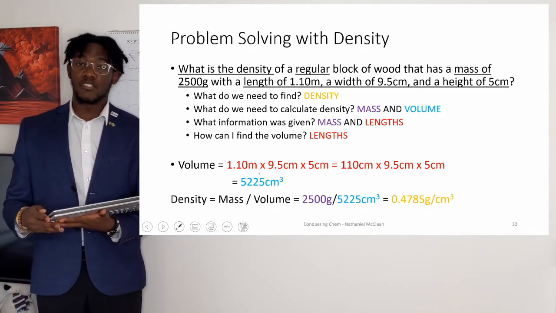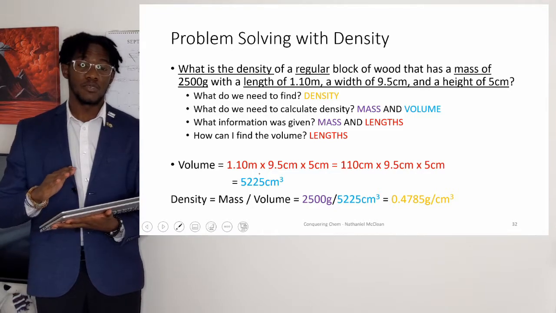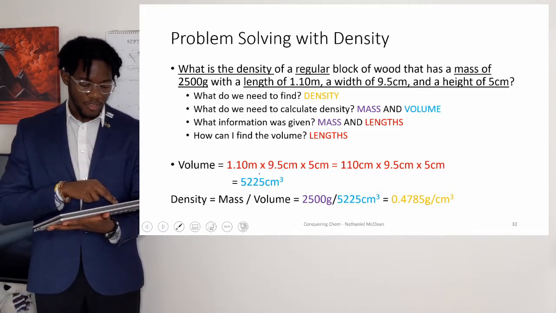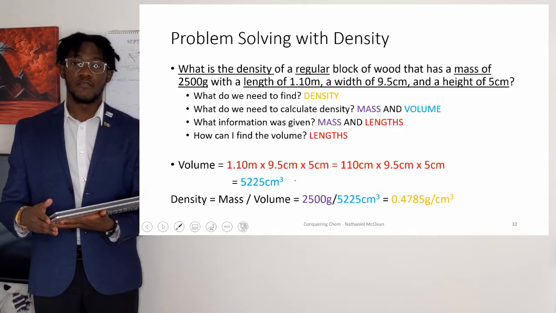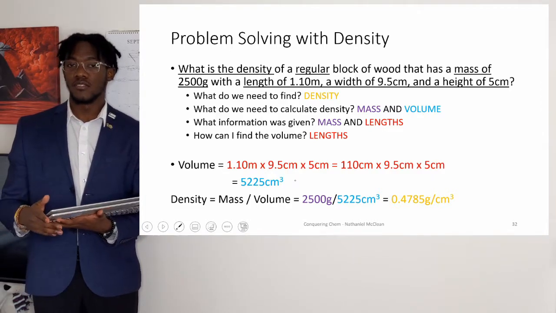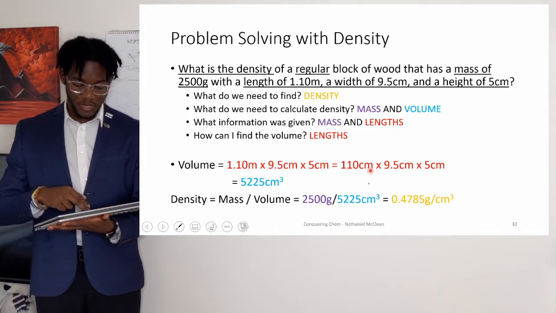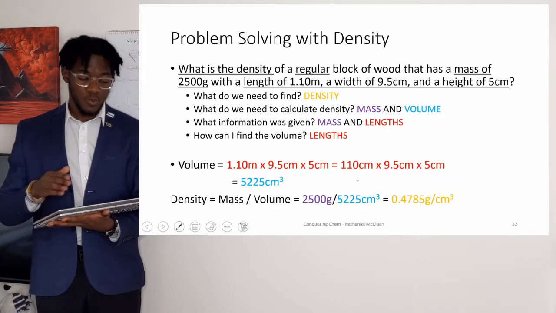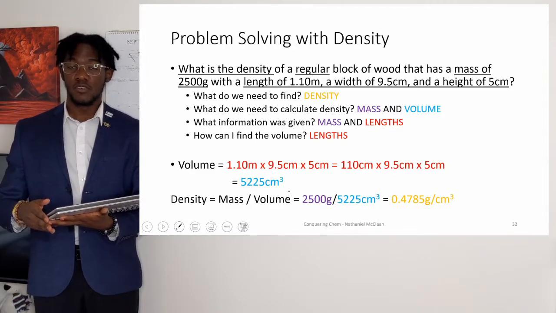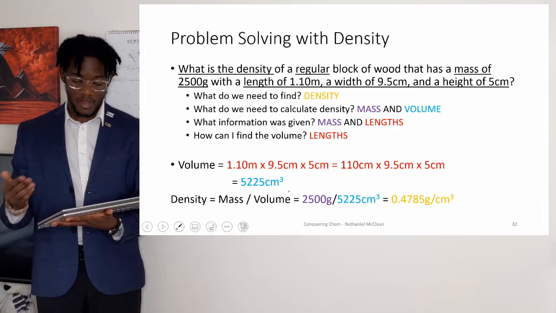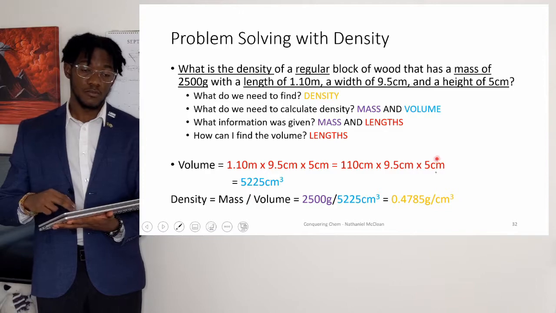In the previous part on dimensional analysis, we learned that when we do our calculations, the units have to be consistent. So if we have a unit in centimeters, all of our measurements have to be in centimeters for the result to work out. So we would convert our 1.1 meters to centimeters here, and overall we would get 5,225 centimeters cubed. We get centimeters cubed, again, because we're multiplying centimeters times centimeters times centimeters.